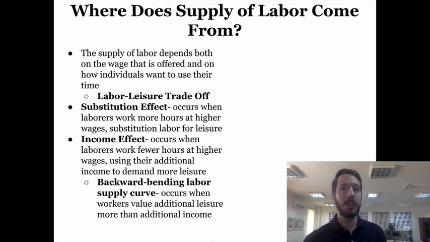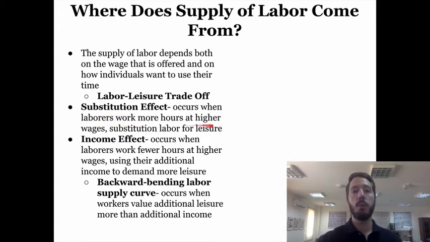Also, it's how people want to use their time. It's called a labor-leisure trade-off. You don't want to work your entire life because then you're just going to burn yourself out. A substitution effect occurs when laborers work more hours at higher wages and substitute labor for leisure. So it's like working overtime. I'm going to work more than 40 hours, which is the average in most countries, or I should say in most Western countries. The average hours per week is 40 hours. So if I work more, I'm substituting my leisure time to work more and make more money.